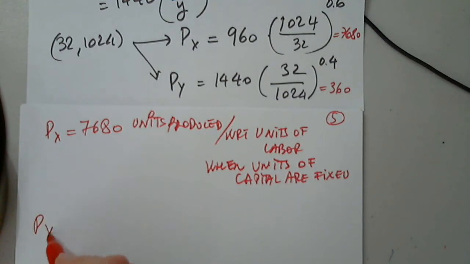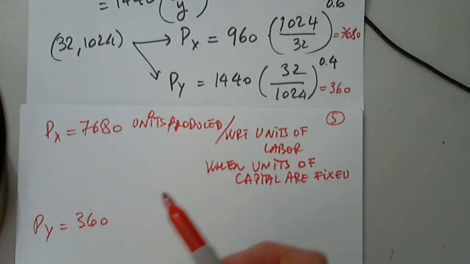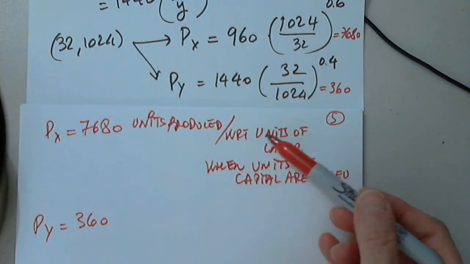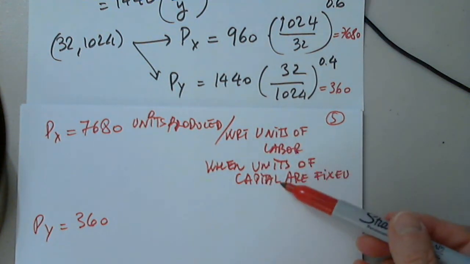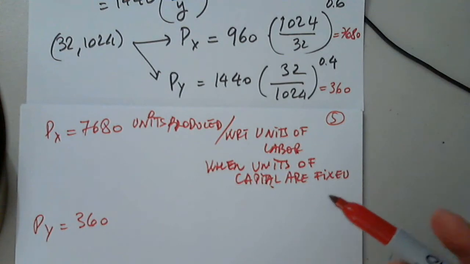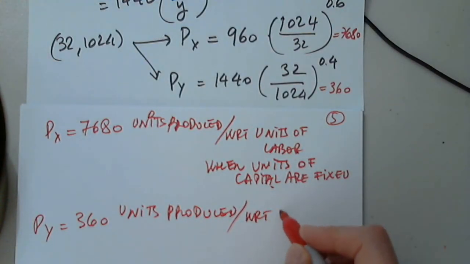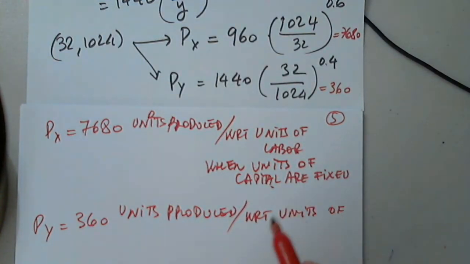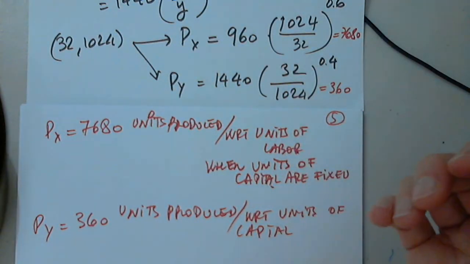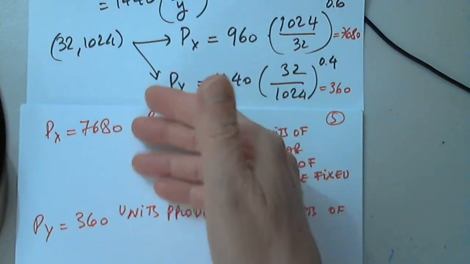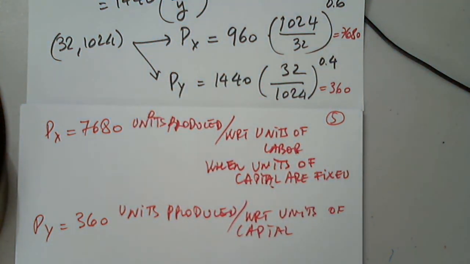Yes. And the other one is Py equals 360. And it's still units produced, but this time with respect to units of capital when units of labor are fixed. So units produced with respect to units of capital, and so on and so forth when units of labor are fixed. You can say this, and I would agree. But units over units kind of doesn't have any measurement unit, but this is specifically the correct measurement unit, I would say.